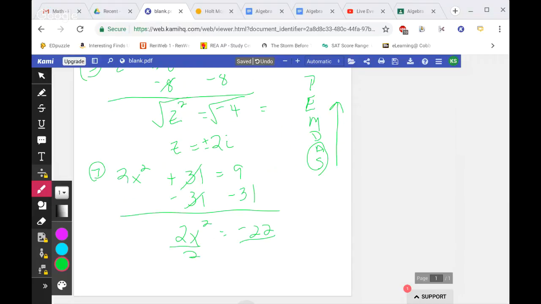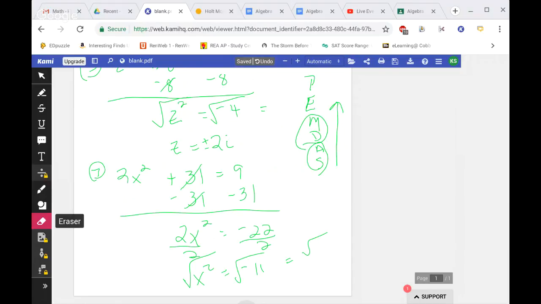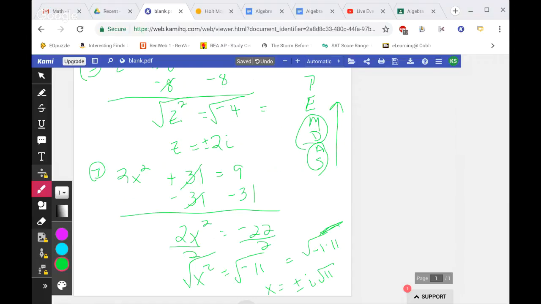Okay, divide both sides by 2. That's next. That's the multiplication and division. So that gives me negative 11. And then I'm going to take the square root of both sides. And remember, this negative 11 here is the same as, oops, my bad, it's the same as negative 1 times 11, because I want that negative 1, because that's going to be where my i comes in. So it's going to be plus or minus i times the square root of 11.